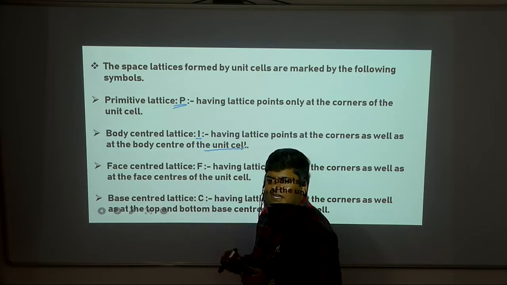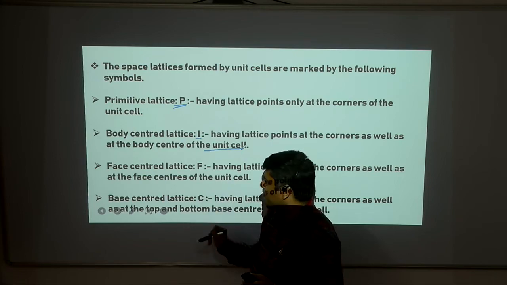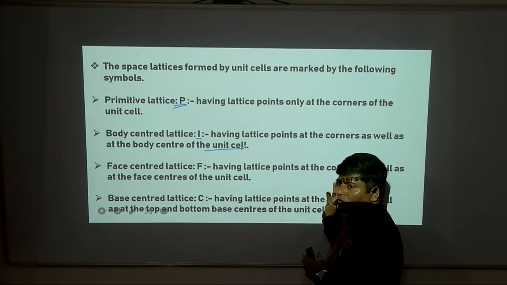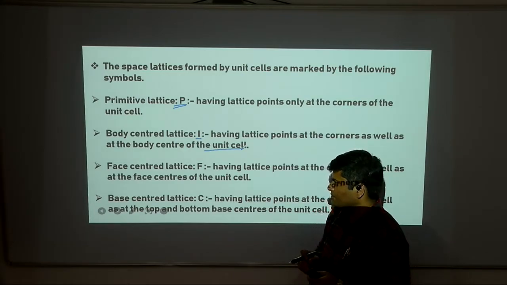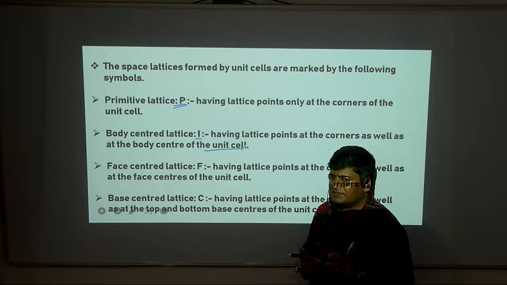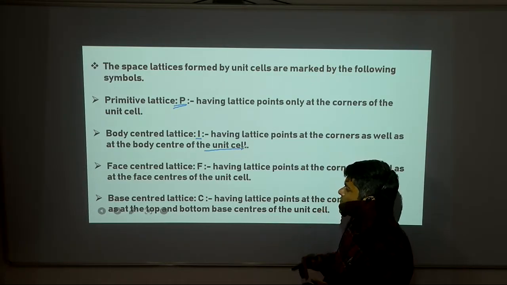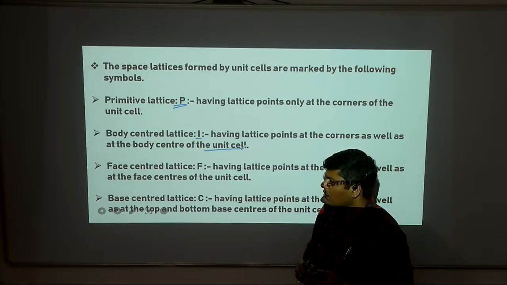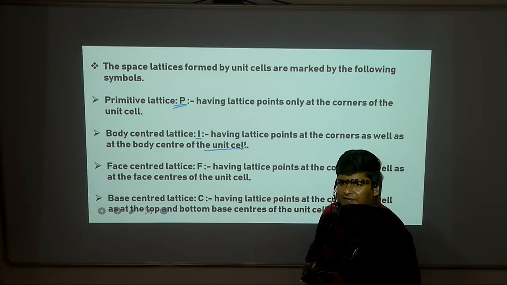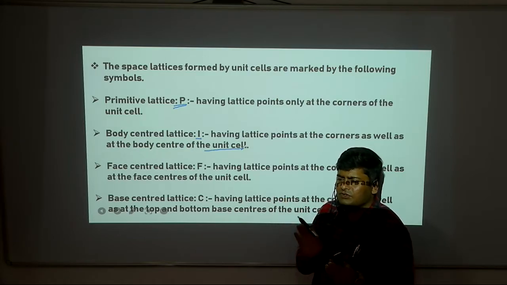After that, the face-centered lattice is also there, and that face-centered lattice is represented by F, which has atoms at the corner as well as at the center of each face of the unit cell. So for the face-centered lattice, F is the symbol, and this lattice has points at the corners as well as at the center of each face of the unit cell.